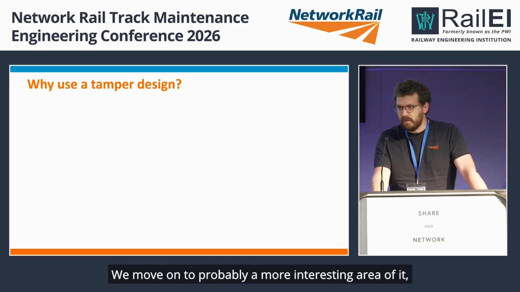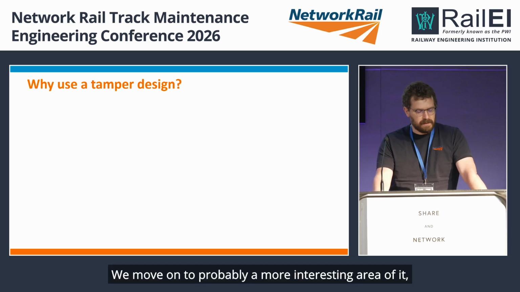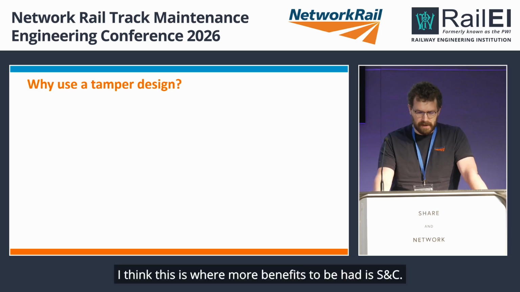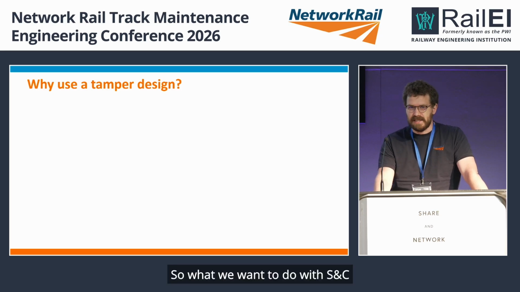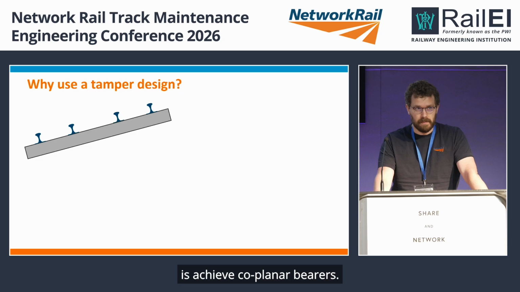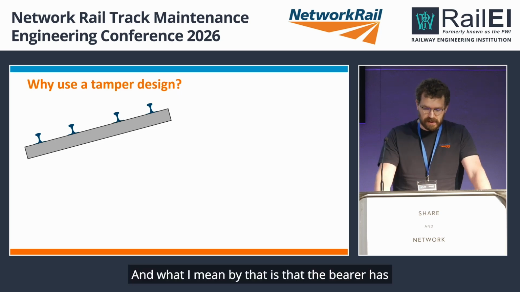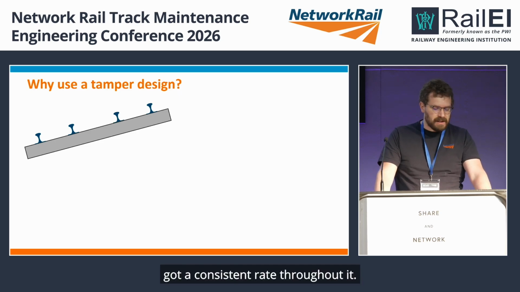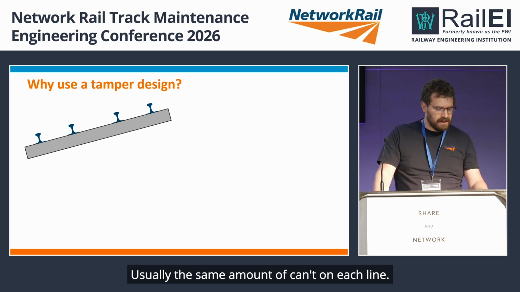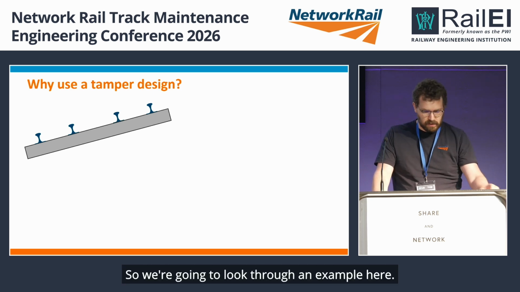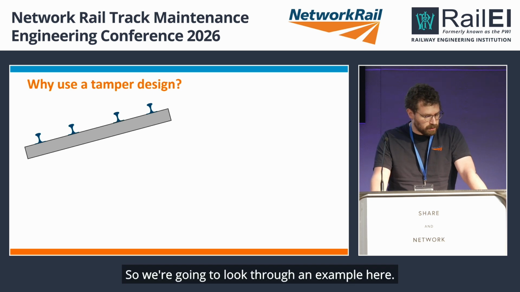We move on to probably a more interesting area of it, I think this is where more benefits are to be had, is S&C. So what we want to do with S&C is achieve coplanar bearers. And what I mean by that is that the bearer has got a consistent rake throughout it, usually the same amount of cant on each line. So we're going to look through an example here.